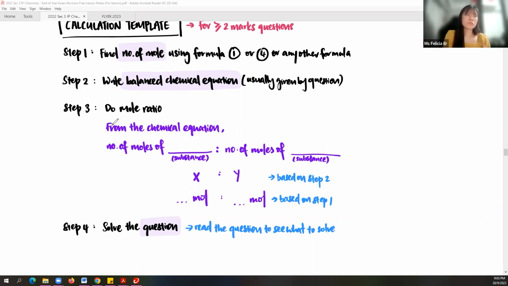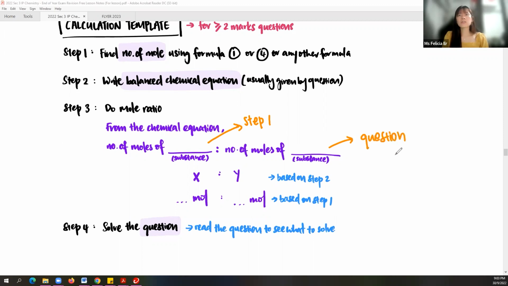Although sometimes your school didn't even ask you to write the first line, but this is like presentation of answer. So if your teacher is particular in presentation, I will recommend you to write in this first line from the chemical equation, comma, number of mole of. So the first number over here is always the number you found from step 1. So example, if your step 1 is maybe calcium carbonate, then you put in calcium carbonate for the first blank. The second blank over here, it will be what the question asks you.